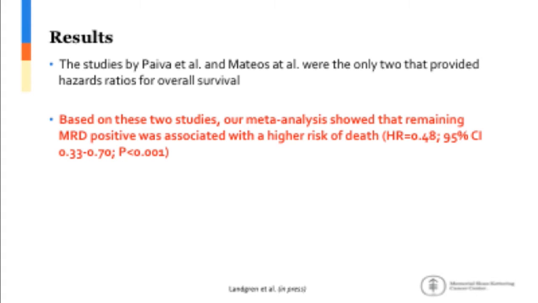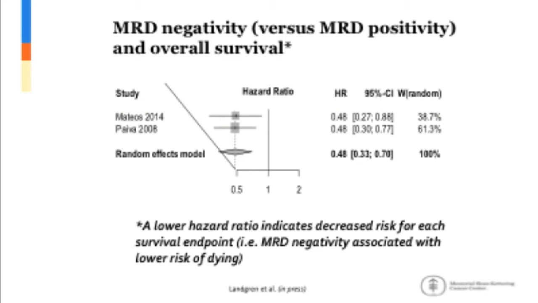The correlation between MRD negativity and overall survival had a hazard ratio of 0.48. So you reduce the risk of dying by about 50%, or 52% to be exact. And that's what this slide shows you in a graphical manner. So in summary, what I've showed you is that this meta-analysis, with its inherent caveats for this particular disease, shows that MRD negativity is associated with a better progression-free and overall survival in the setting of newly diagnosed multiple myeloma.